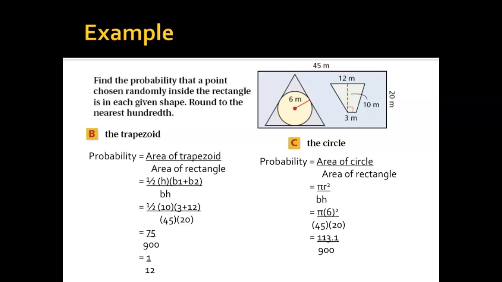Now if you want to, you can absolutely change that into a percent in order to perhaps understand exactly what that looks like in terms of a probability, but you can absolutely leave it as 113.1 over 900.